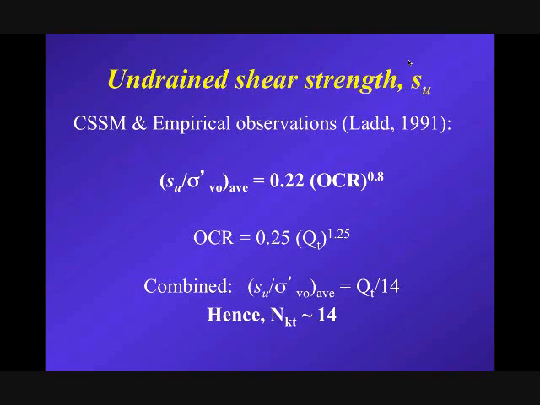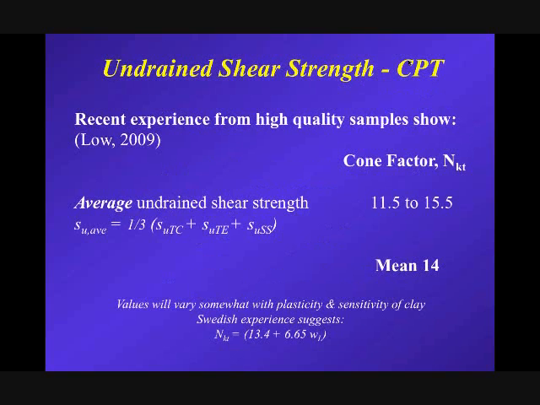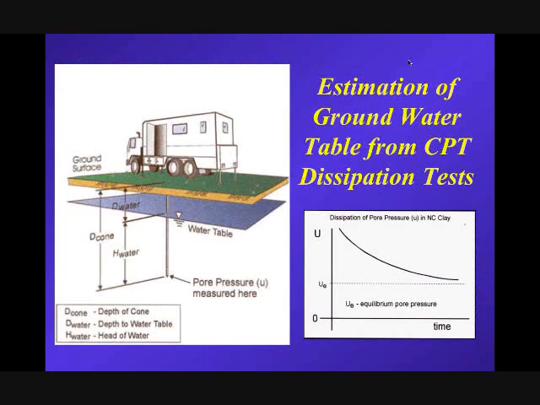And if you plug in that relationship that links OCR to normalized cone resistance, it actually kicks out that NKT should be about 14. Recently, researchers from the University of Western Australia, combined with the Norwegian Geotechnical Institute, went to a number of sites and took very high quality block samples, did very sophisticated lab testing, determined what the average undrained strength was, looked at the cone factor, and found that it varied from about 11.5 to 15.5 with an average of about 14. So in general, an NKT of about 14 works about right for undrained strength.